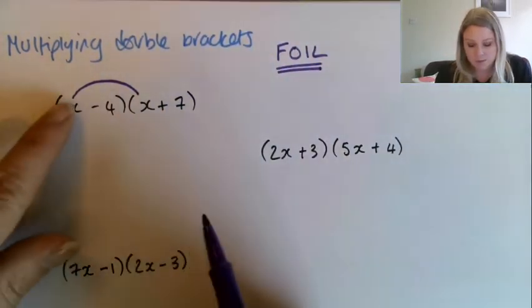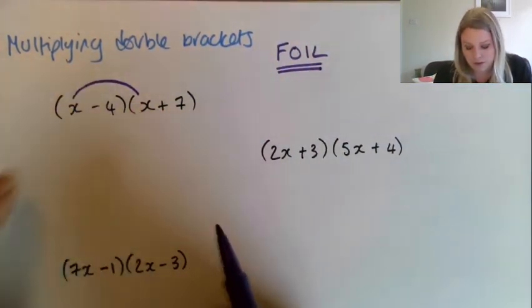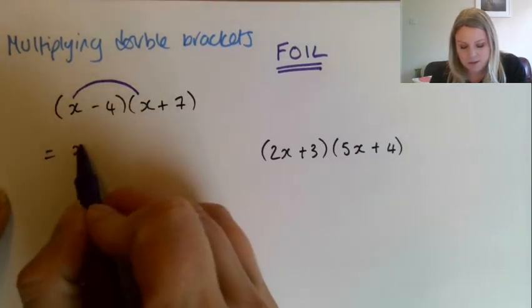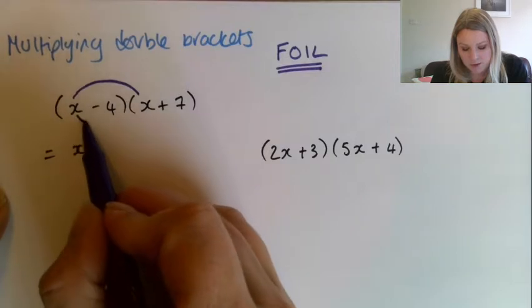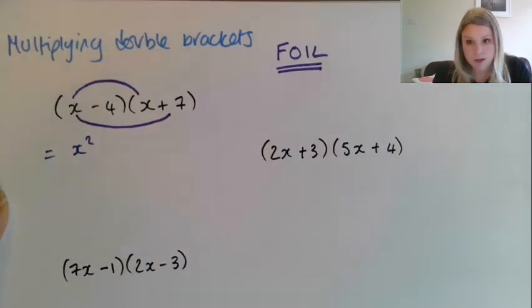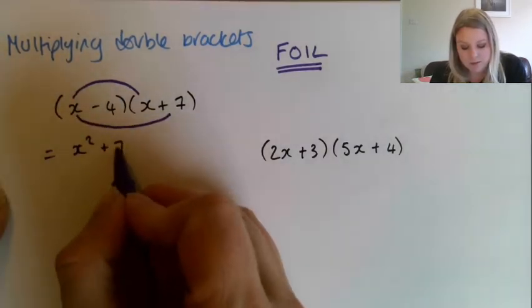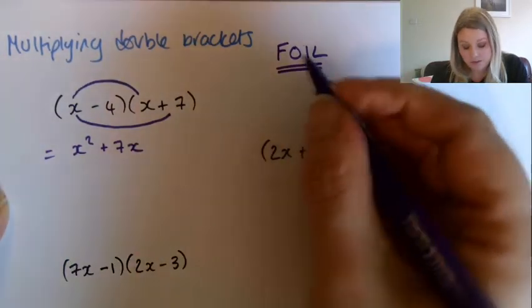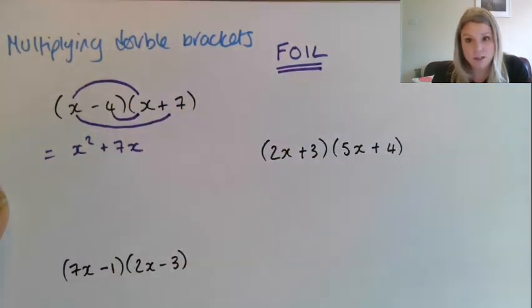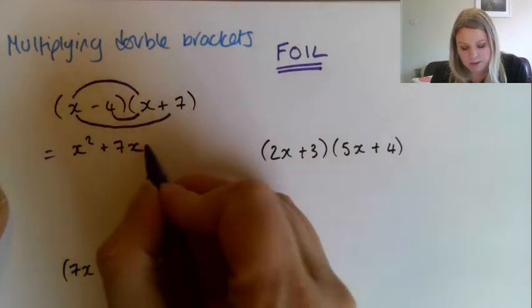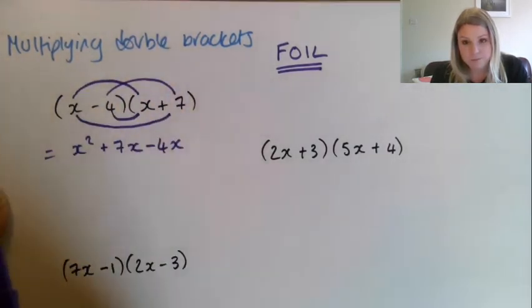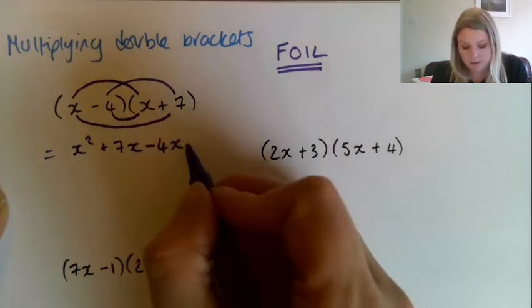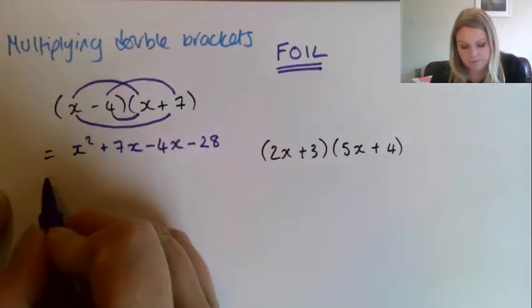Right, first means multiply the first term by the first term. So x multiplied by x gives me x squared. O for outer means I'm multiplying the outer two terms together. So x multiplied by 7, I would write that as 7x. Inner, for multiplying the two inner terms together. Minus 4 multiplied by x, minus 4x, and then last terms together, minus 4 multiplied by 7 is minus 28.